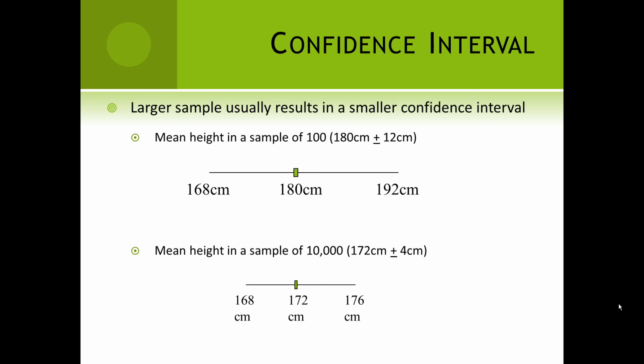Then if we did another study, but this time we had a sample of 10,000, which is a much bigger sample, we might find that the mean height of that group was 172 centimetres, but the margin of error here is only plus or minus 4 centimetres. So you can see that in a bigger sample size, usually that confidence interval shrinks a little bit more, so that the result you're getting is a little bit more precise. Our result was 172 centimetres, but it could go anywhere from 168 to 176 centimetres. We don't know really where the true population result lies, but it's somewhere within that range.